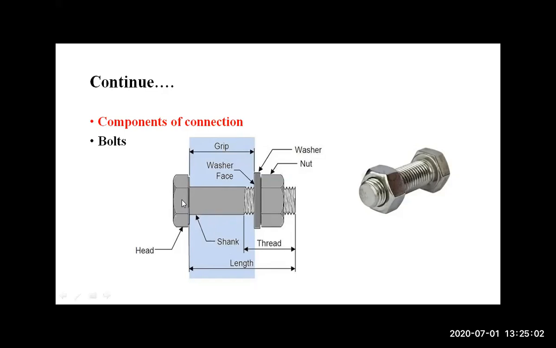At the top, the head will be there, and at the bottom, the washer will be there, and after the washer, we can fix the nut. And this portion is the thread. We are familiar with this bolt. You have seen this nut and bolt arrangement. So this is the first component we can use for the connection in steel structure, that is nothing but the bolt. Are you getting? Okay.